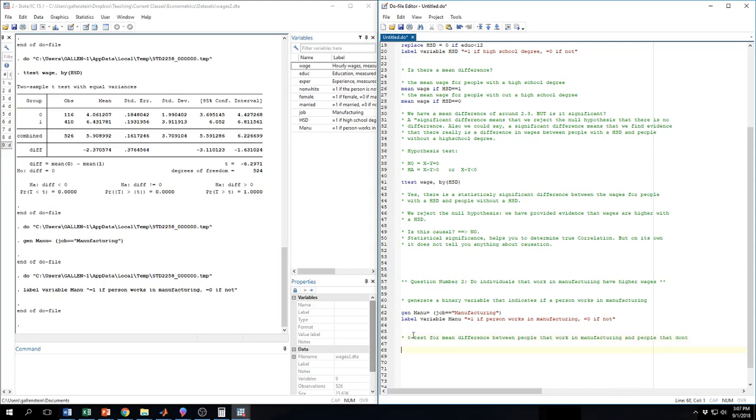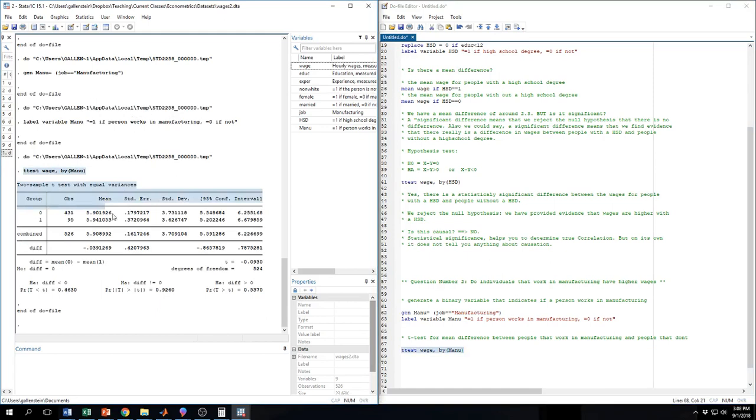All right, so let's just do it. T-test wage, comma, by manu. All right, what's this going to do? It's going to calculate the mean wages for people that work in manufacturing, the mean wages for people that don't work in manufacturing, the difference in the means, the t-statistic, and the p-value. All right, let's do it.